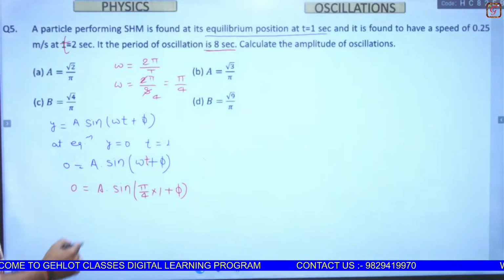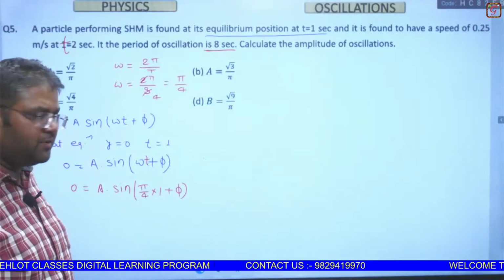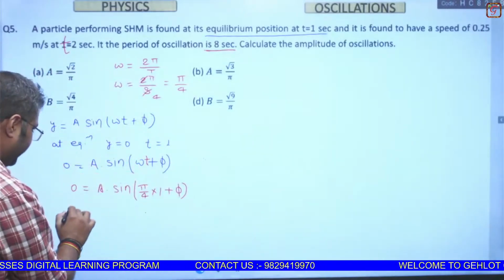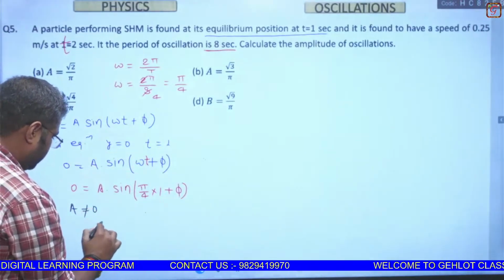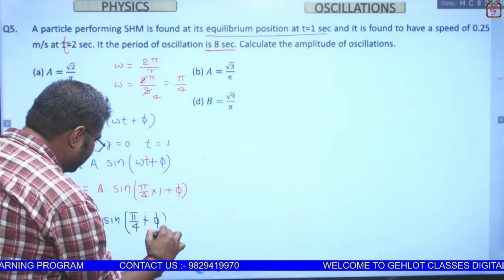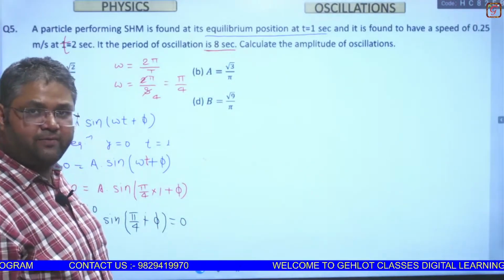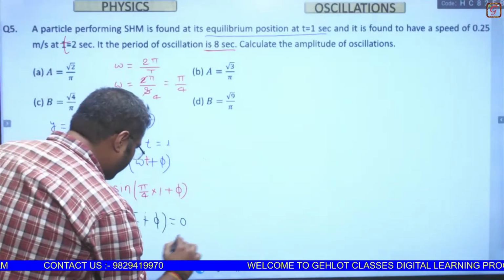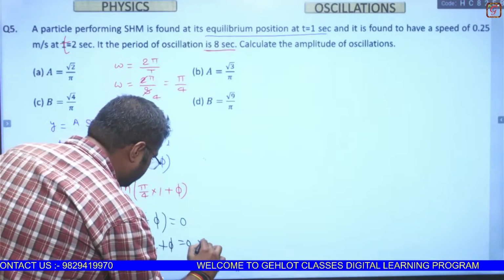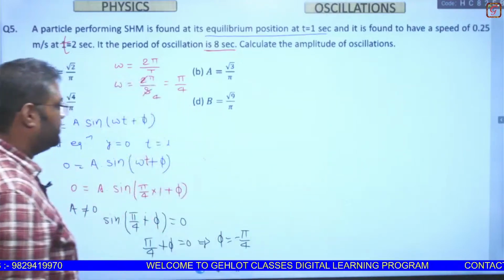Now tell me, if the amplitude a is equal to 0, then there will be no simple harmonic motion. So if the object is executing simple harmonic motion, a cannot be 0. So sin(pi by 4 plus phi) is equal to 0. The value of sin theta is 0 at an angle of 0 degrees. So pi by 4 plus phi is equal to 0. So we can find the value of phi is minus pi by 4.